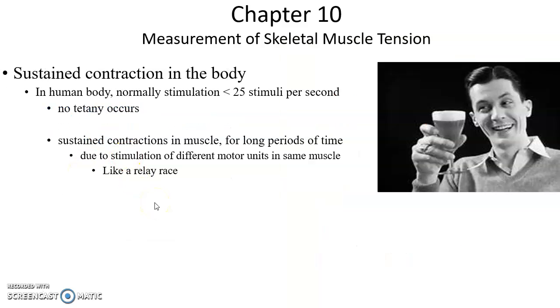All right, in our body, we're normally sending out less than 25 stimuli per second. No tetany is occurring. Our muscles don't fully contract, but they do have a little bit of tension on them at all times, and they sustain these contractions by just changing which motor units are being stimulated. So once a certain set of muscle fibers are getting fatigued, then a different set gets stimulated and takes over. So it's kind of like a relay race, passing the baton to the next person because they are all nice and rested.